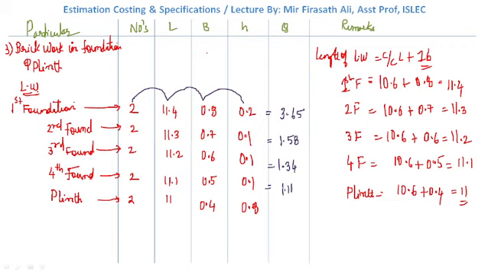11.0 into 0.5 into 0.1. Okay, this value will be 7.04. Now what we need to do? This we have calculated for long wall. Short wall will be calculated in the next page.